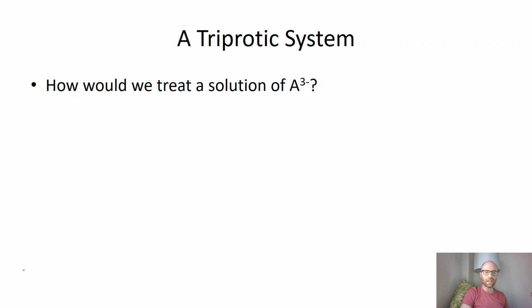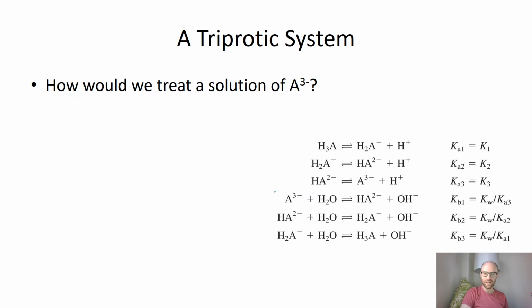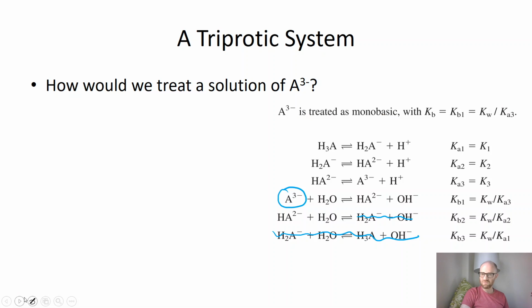And then finally, looking at A3 minus, the only place that A3 minus shows up as a reactant is here, KB1. And similar to our first example, KB1 is not going to be terribly large, KB2 and KB3 even smaller. So we're going to say that not much of this gets made and then even less of this gets made, so that what we're left with is a monoprotic base, or a mono base. So instead of K1, we're going to use KB1, which is equal to KW over K3.